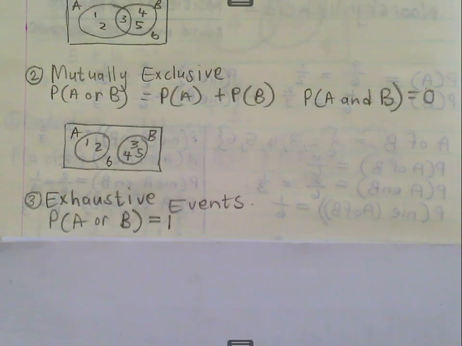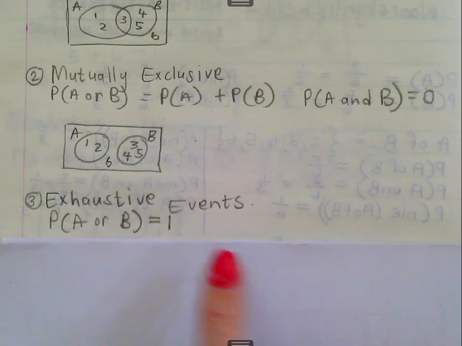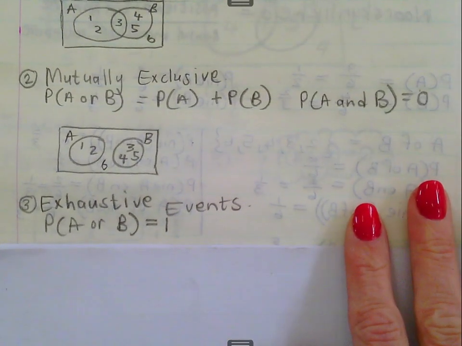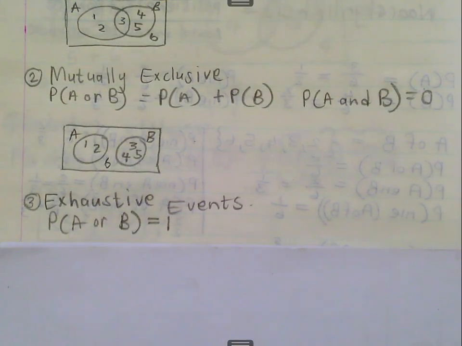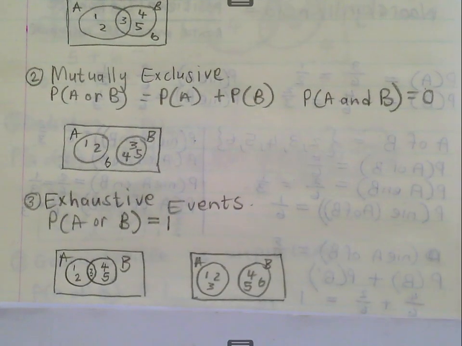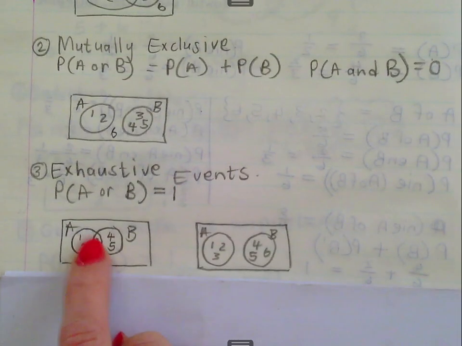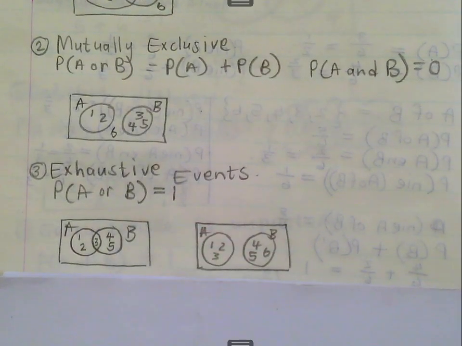All right, now back to exhaustive events. Probability of A or B is equal to 1. Now I drew 2 Venn diagrams so that you don't think this is just for inclusive or just for mutually exclusive events. This can be for either one of the two. It just means there's no one outside. Everyone has taken the one subject or the other subject or both, and everyone had either taken the one or taken the other subject.